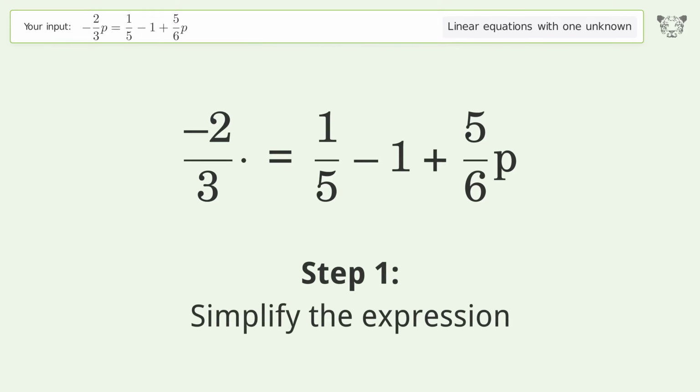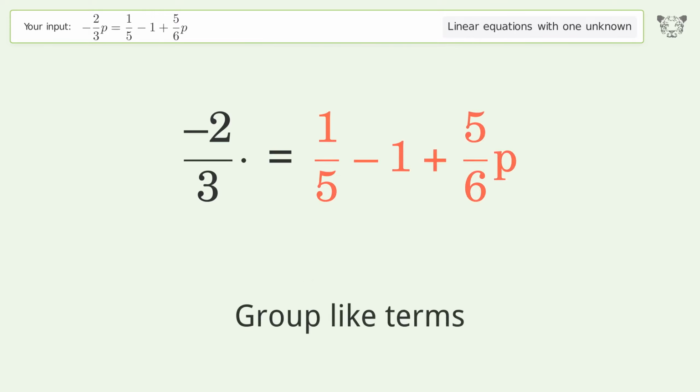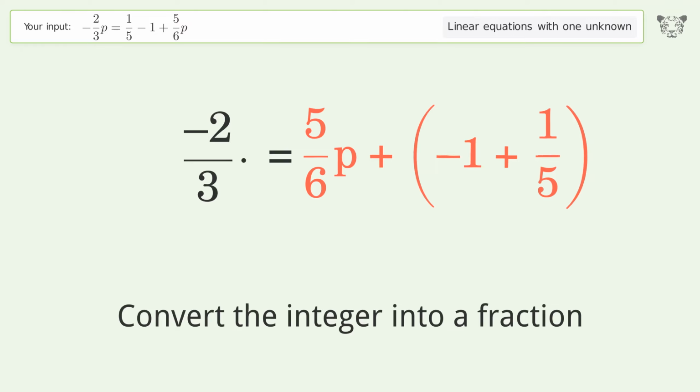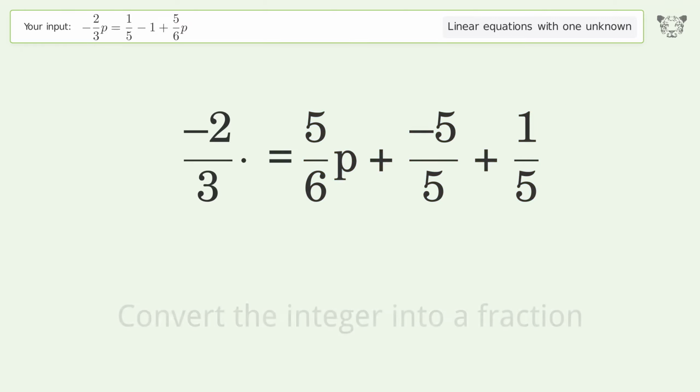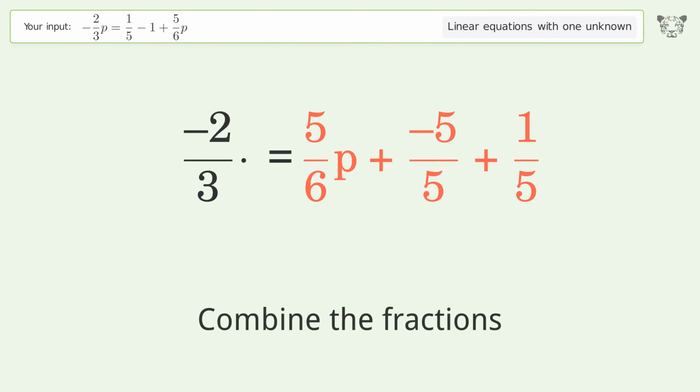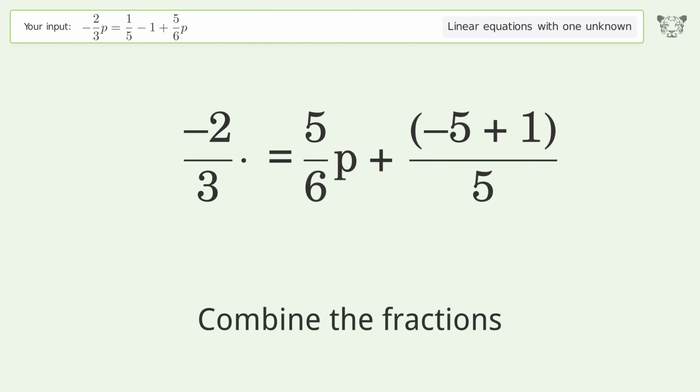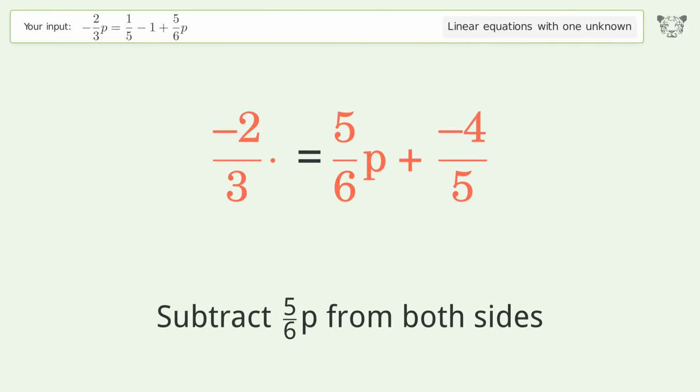Simplify the expression. Group like terms. Convert the integer into a fraction. Combine the fractions. Combine the numerators. Group all p terms on the left side of the equation. Subtract 5/6p from both sides.